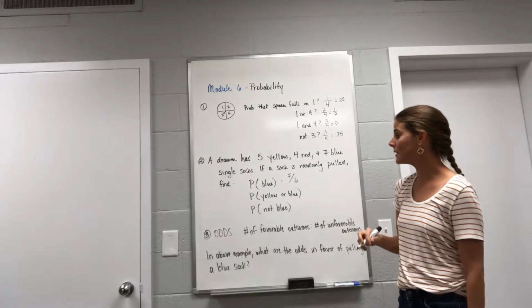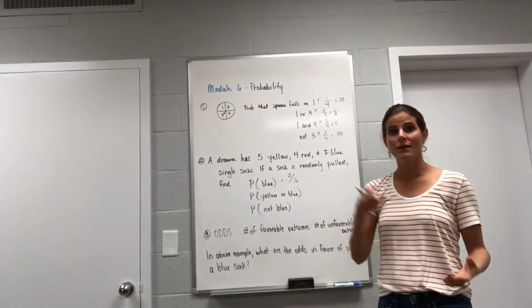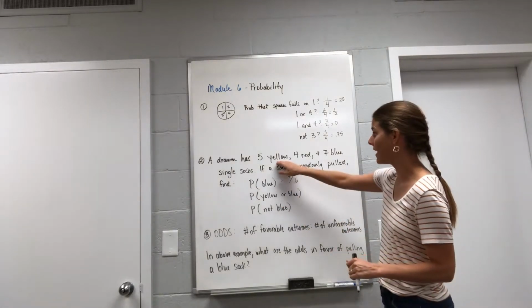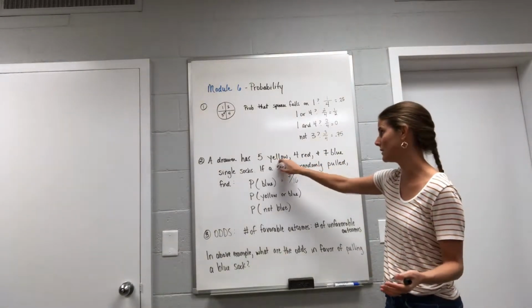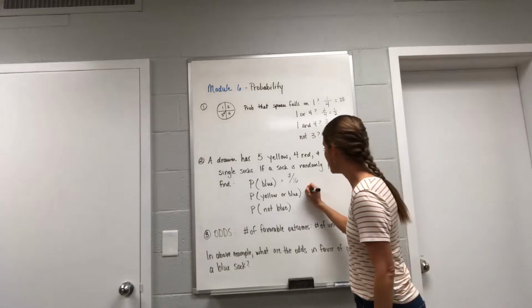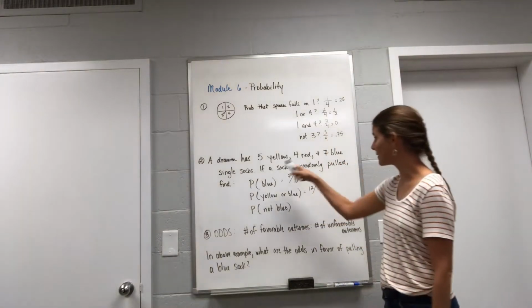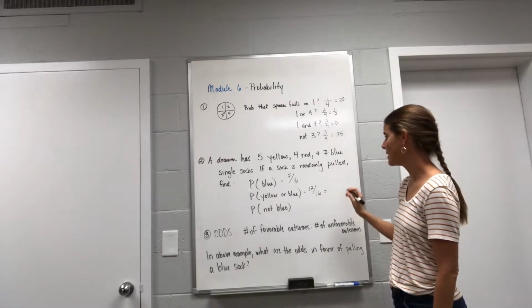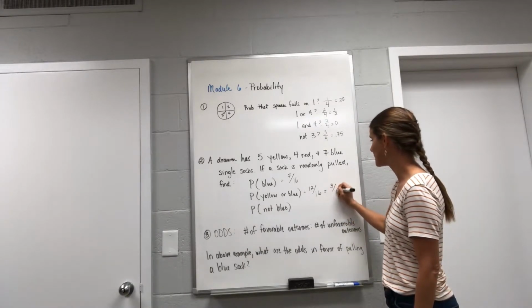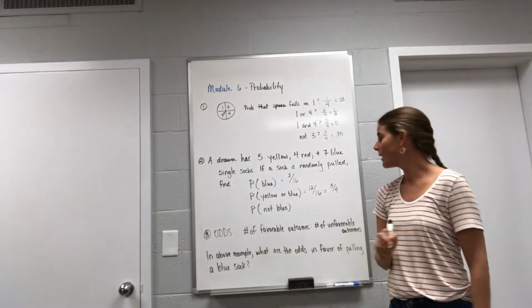Then we move to the probability that you pull a yellow or blue. So it could be either one. There are 5 yellow, 7 blue, so there are 12 possibilities of pulling either a yellow or a blue. So 12 out of the total number of socks, again 16. And then we can reduce that: 4 goes into 12 3 times, and into 16 4 times.